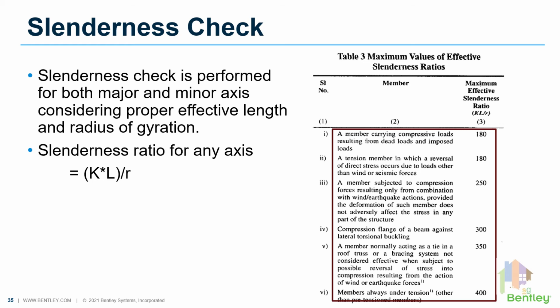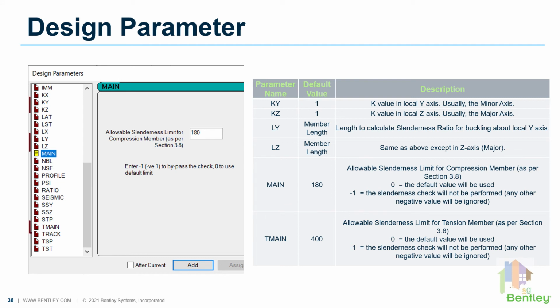Now, there are 6 parameters which control the slenderness check. KY and KZ are the effective length factors, whereas LY and LZ are the effective lengths for buckling in respective axes. By default, effective length factor is considered as 1 and member length is considered as LY/LZ value. If you want to change the effective length, then either specify the factor using KY or KZ parameter, or change the LY/LZ value by multiplying the actual length with the length factor.